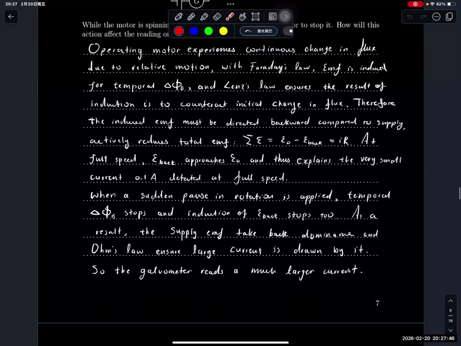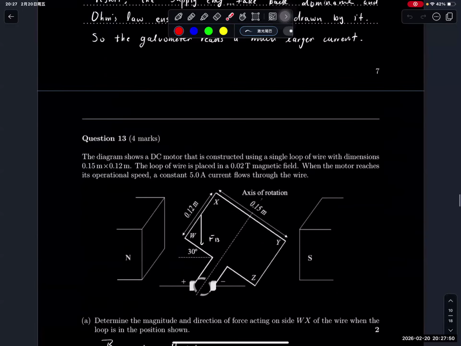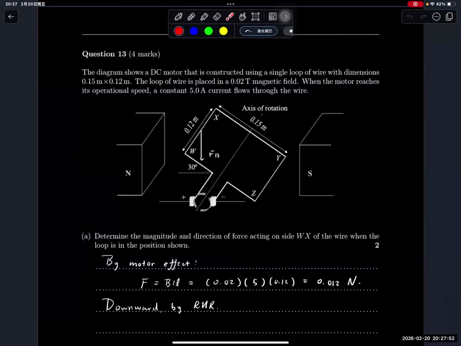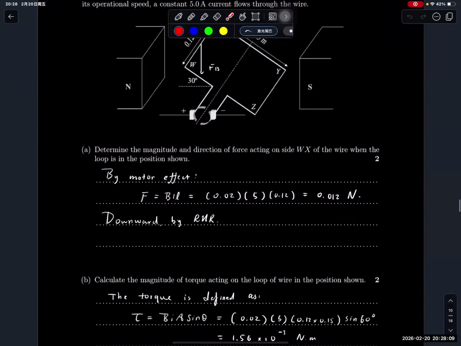So please make sure to define the laws. Otherwise, this question is pretty straightforward. Question 13. We have a simple motor, and question A is just to calculate the force using the motor effect. So F equals BIL. Recall that the force on the side of a coil does not change no matter what angle it rotates to. It doesn't matter. It's always BIL.